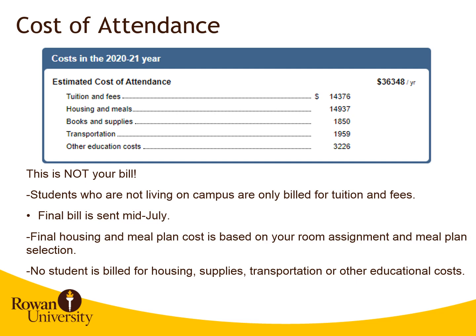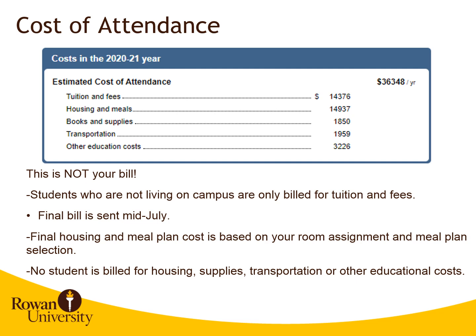The cost of attendance is a breakdown of all the possible costs associated with attending school for 1 year. Please keep in mind this is not your bill. Your actual bill will be sent out to you over the summer. It's usually available in mid-July.